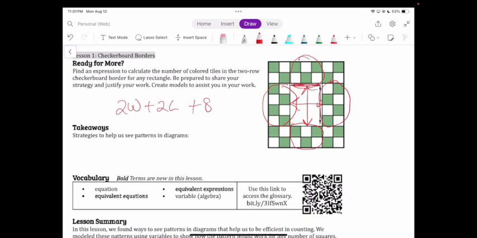So in this one, you have to have 2 letters, because you have 2 distances or numbers that are affecting the shape, the width and the length.